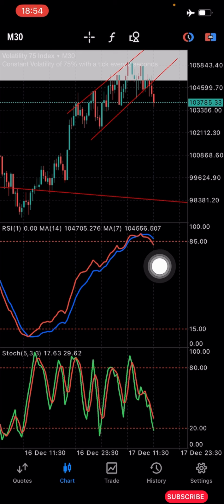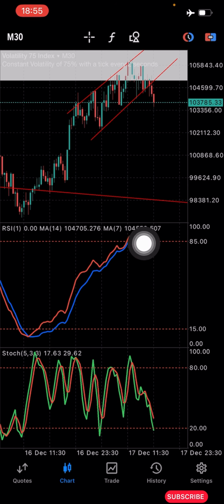Around this area, you can see that you have done your analysis and you know that the red line is below the blue line, which means you have to look for only sell signals now. That is what you need to take note of. From what I'm saying, just take note of this.